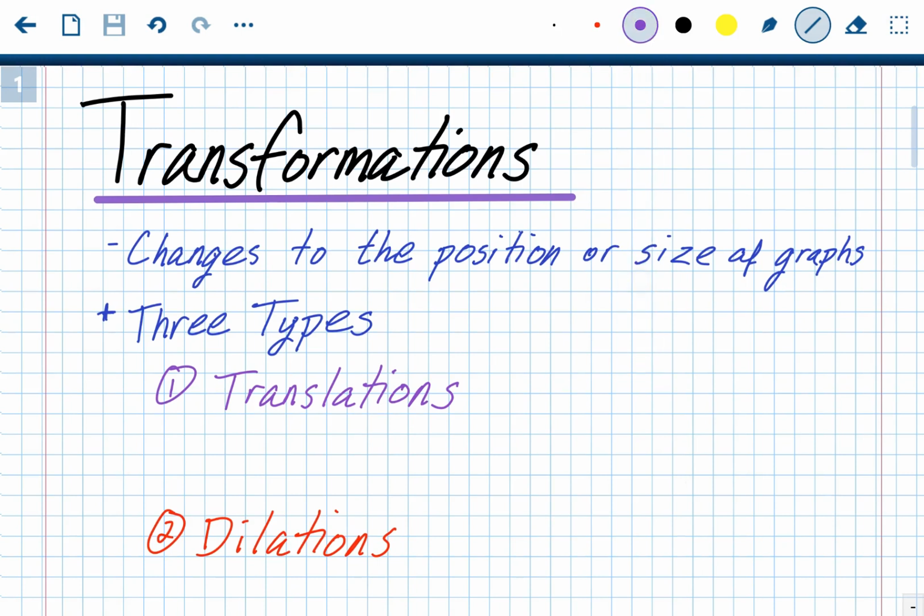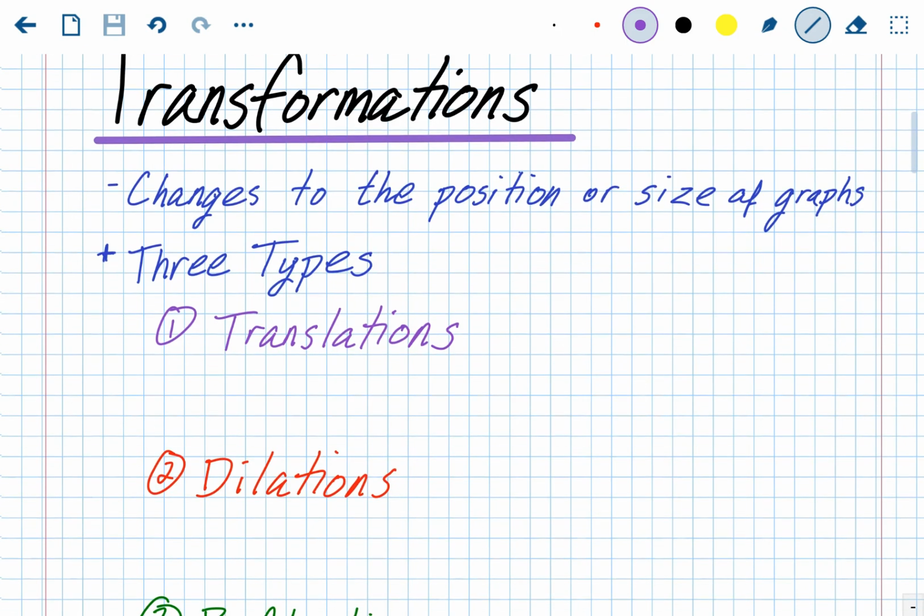Alright, so transformations are changes to the position or size of graphs. We've graphed a lot of things so far, and we've noticed that not all graphs look the same. They look similar to each other, but they don't look identical. Some start in different places, some end in different places. Some are bigger, some are smaller, skinnier, fatter. We've seen a bunch of different things. Those were all due to transformations.